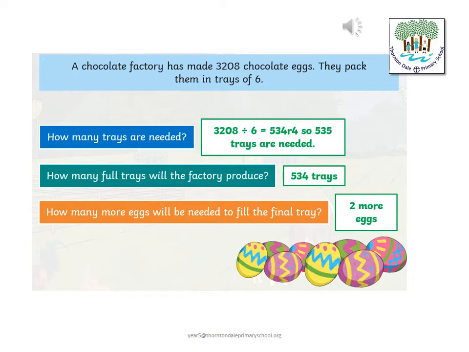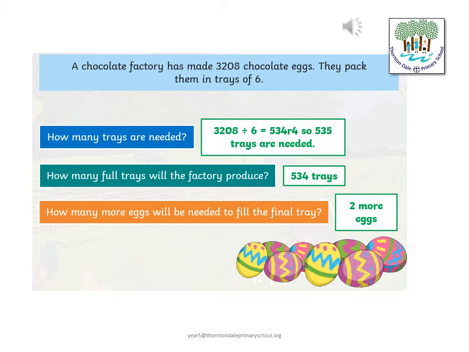So how many trays are needed? Well, we've got 334 whole trays, but then we've got that remainder 4. Well, we will need a tray for those 4 eggs, it just won't be full, so we will need 335 trays in total, sorry. But the next part of the question says, how many full trays will the factory produce? Well, we'll produce 334, because that's how many full groups of 6 we have, but because then we had the remainder 4.